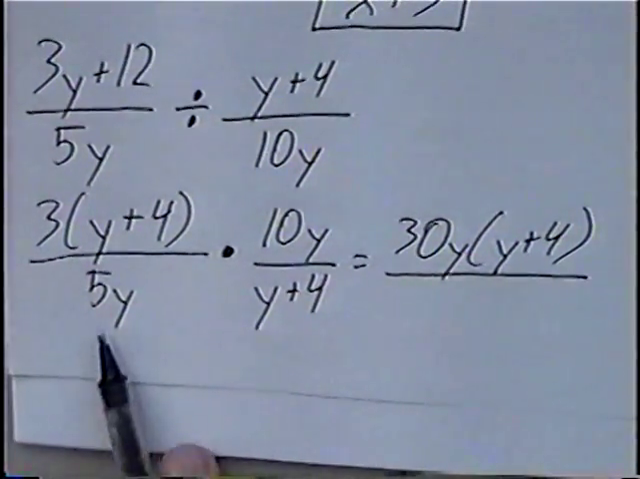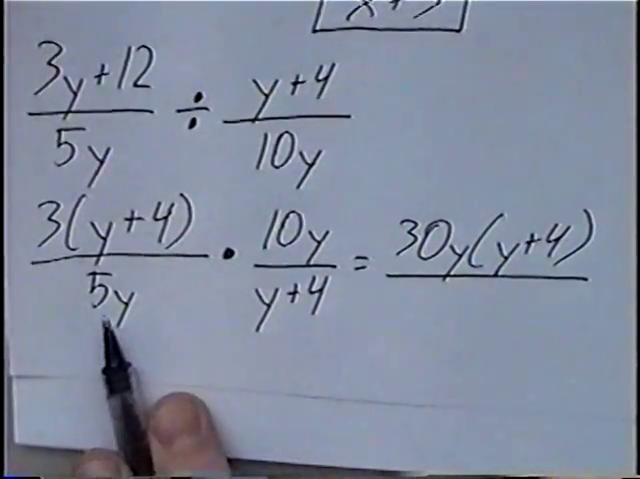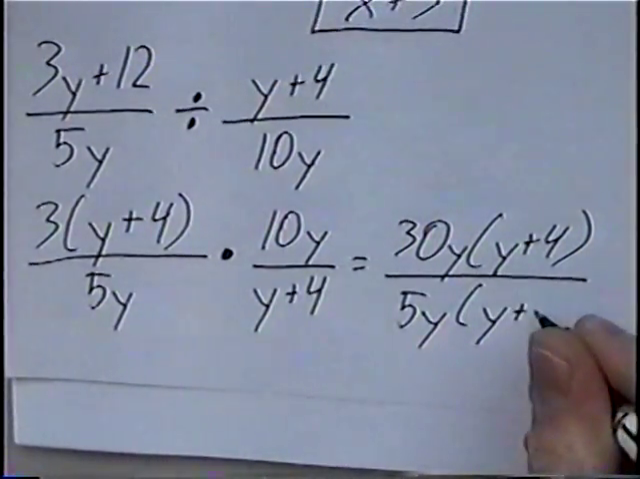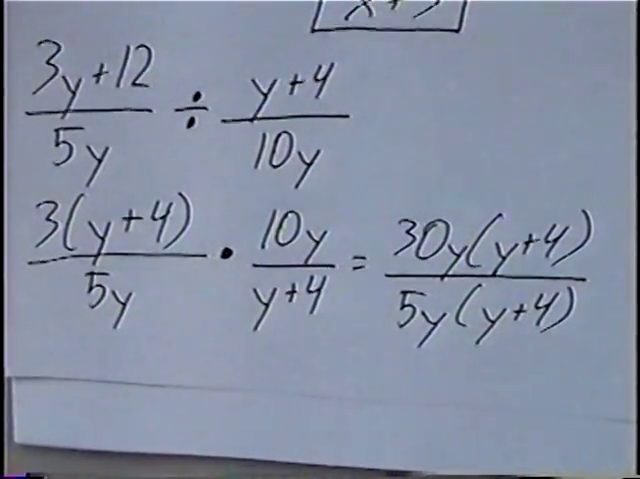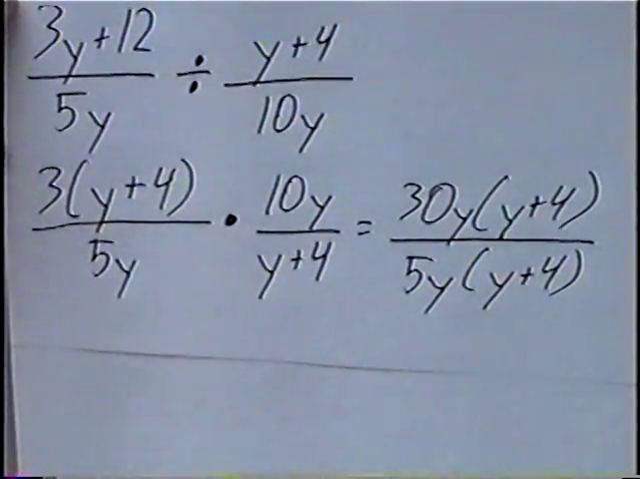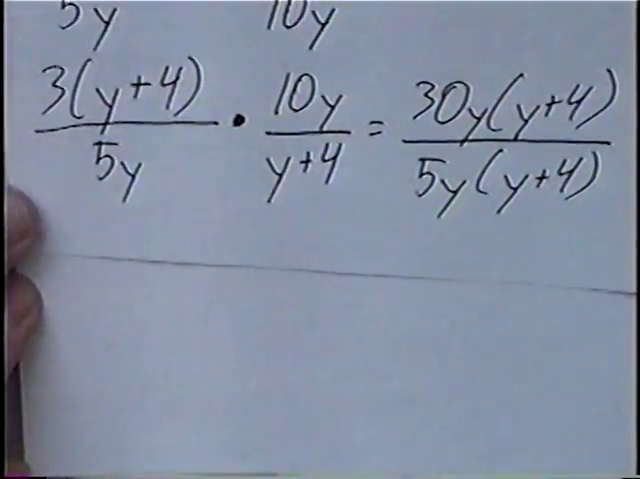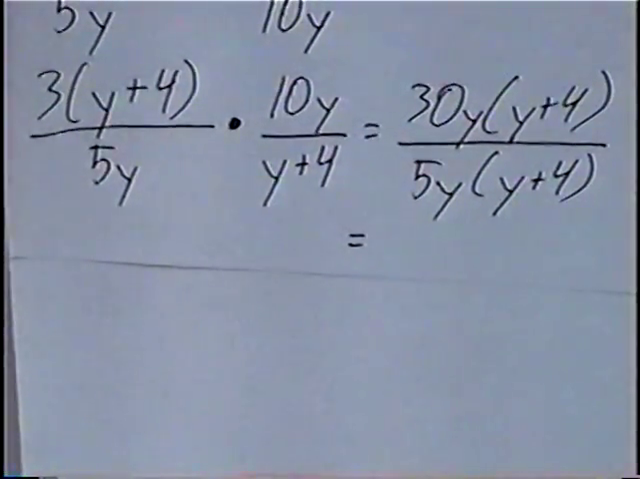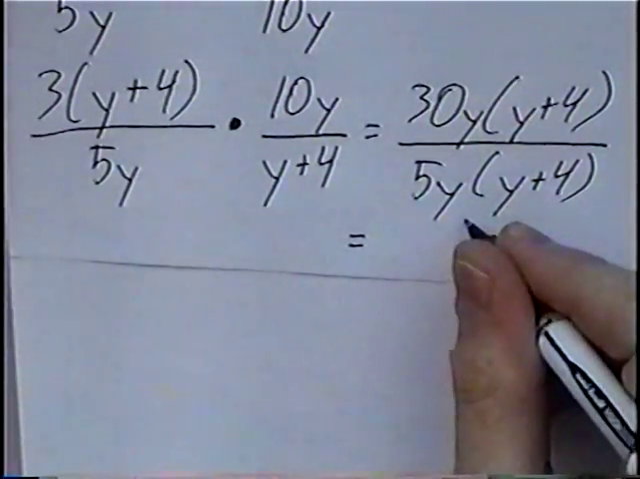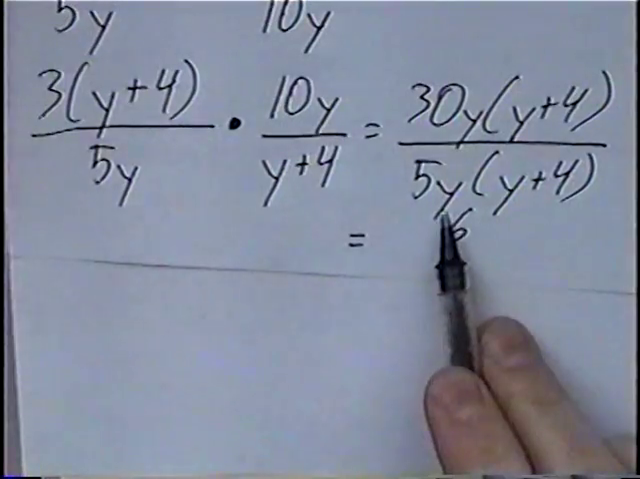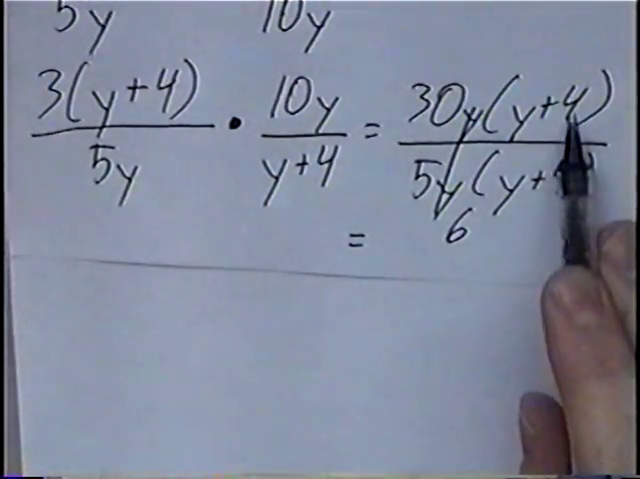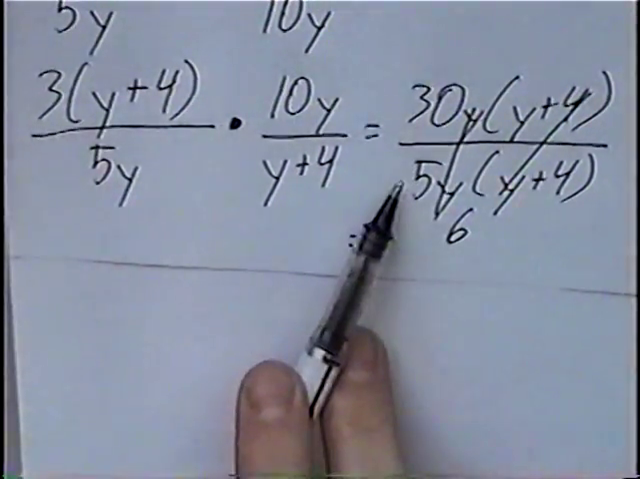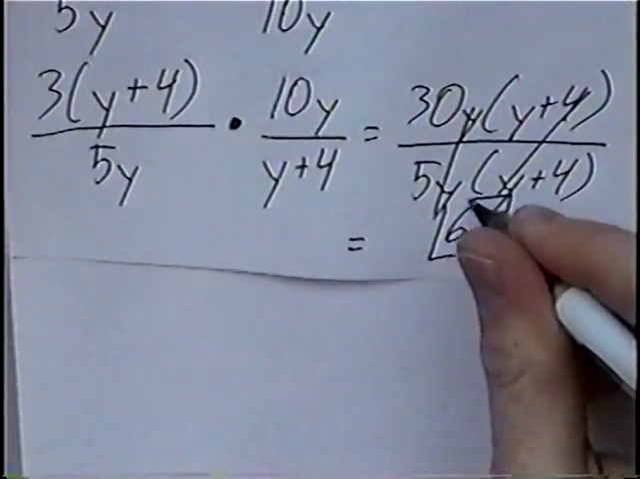For the denominator, we have 5y times y plus 4. 5y would stay the same. And y plus 4 we can leave in parentheses. From here we have a single fraction that we can reduce to get our final answer. The numbers we can divide, 30 divided by 5 would be 6. The y's will cancel out. The y plus 4's, also the same factor, will cancel out. So the only numbers we have left, 30 divided by 5, which will be our answer of 6.